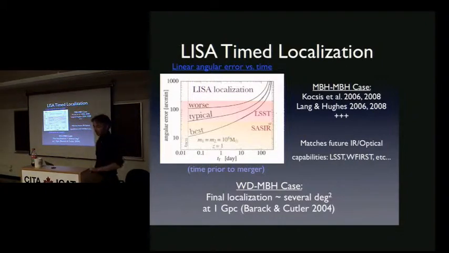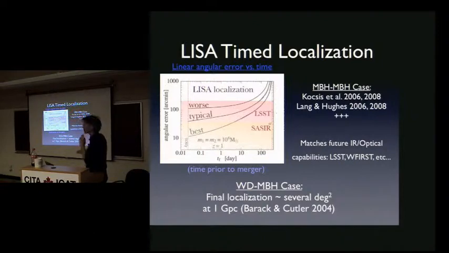What had not been done until recently is an estimation of how this error on the sky evolves with time. Some of the work that has emerged in the last few years, by Scott Hughes and his student Ryan Lang, and now other people, with better waveforms and more detailed analysis, shows that you will have this information about the localization of the sources generally weeks, maybe several weeks or months, before the final coalescence. So you can do a calculation of the angular error on the sky as a function of time prior to the merger.